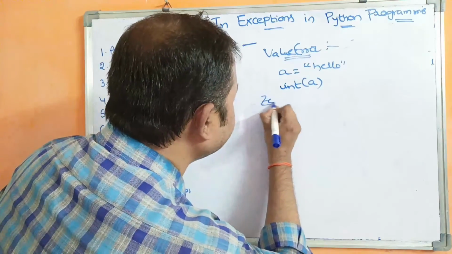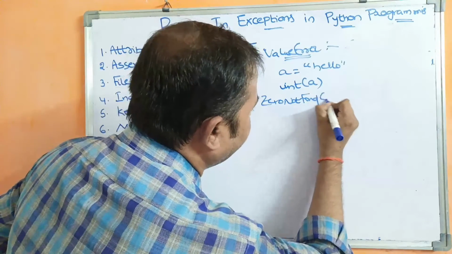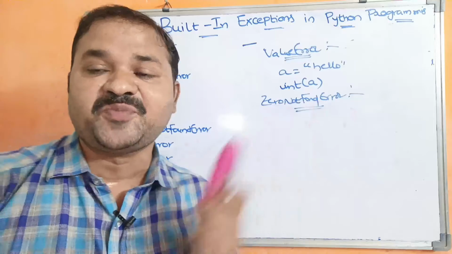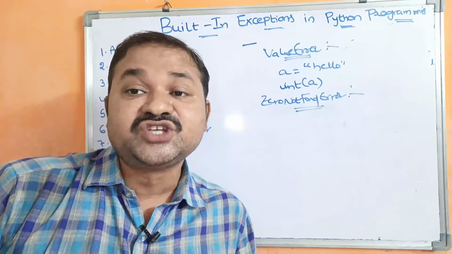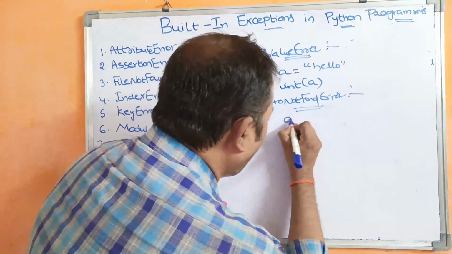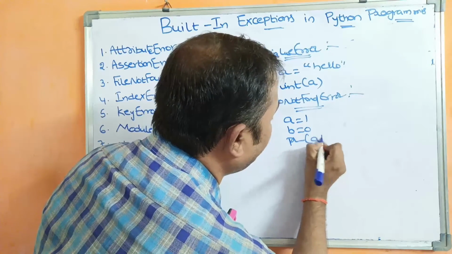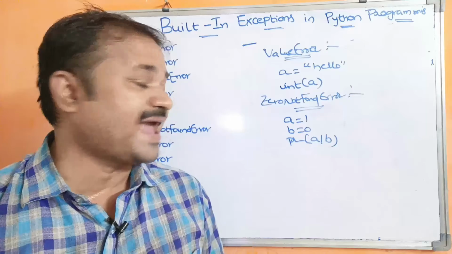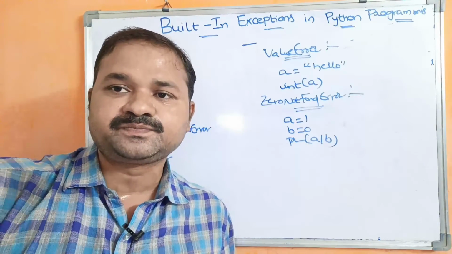And the last one is zero division error. This exception will be thrown while performing the division operation. If the denominator value, the second argument, is 0, division by 0, then it will throw that exception. Let the statement be like this: A is equal to 1, B is equal to 0, print of A divided by B. Then the interpreter will throw a zero division error. Okay, now let us see the practical implementation.